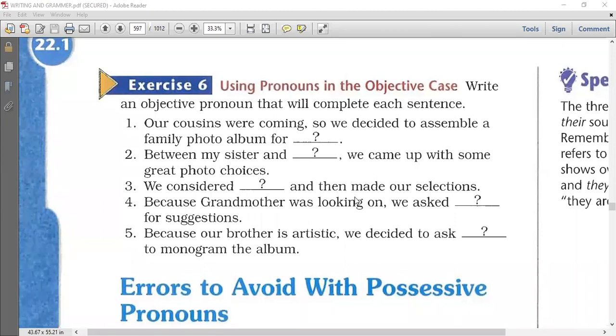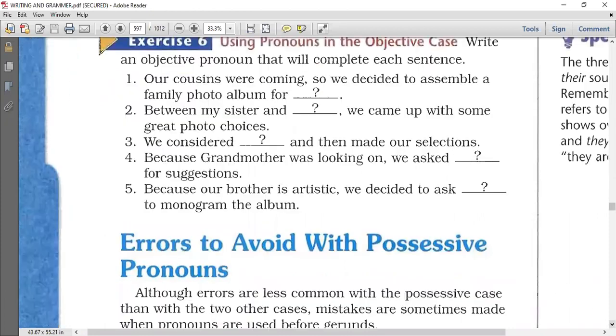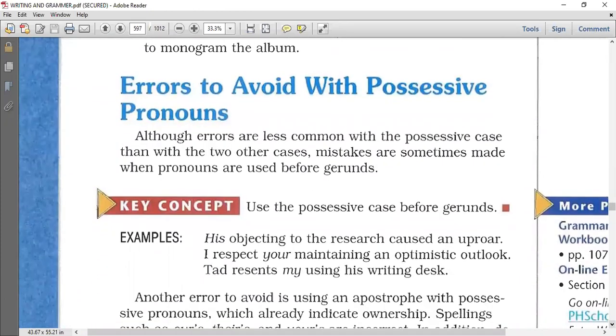Okay, number 2. Jana, go ahead. Between my sister and, we came up with some great photo choices. Me. And me. We don't say and I. Remember, between is a preposition. Between you and me. We choose an object or objective pronoun. Thank you. Let's move on to the next point.